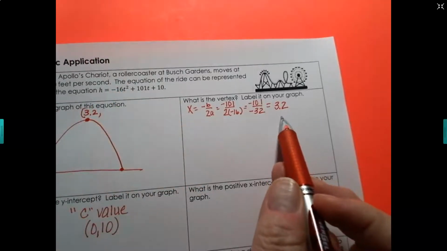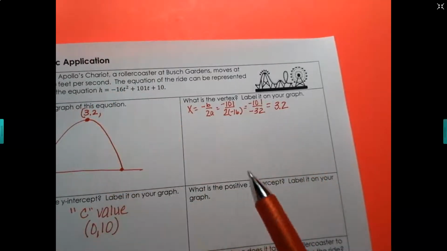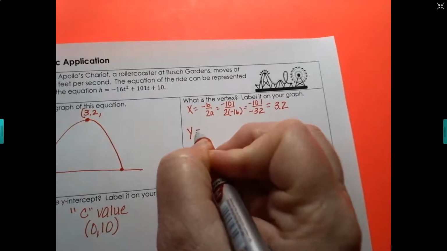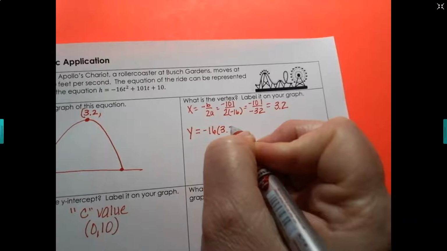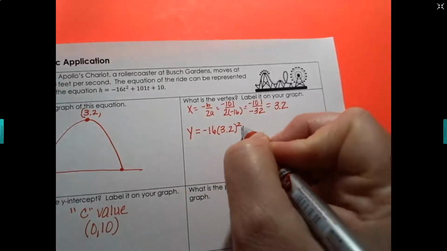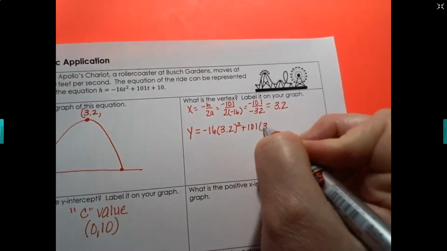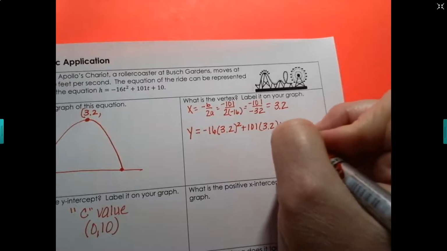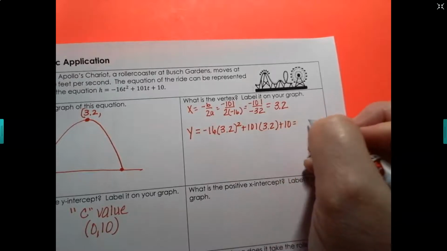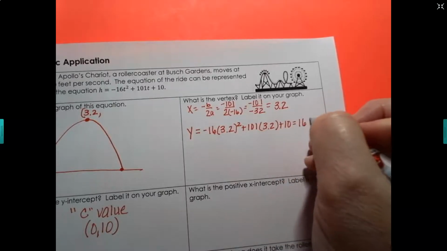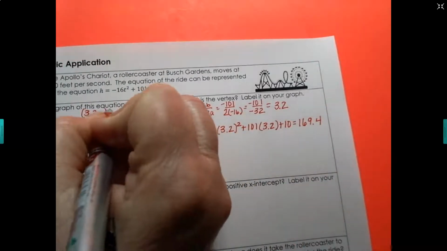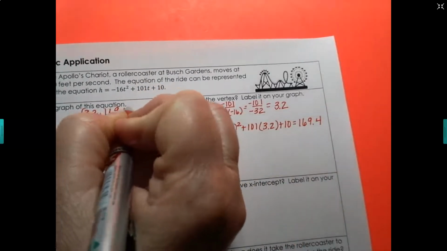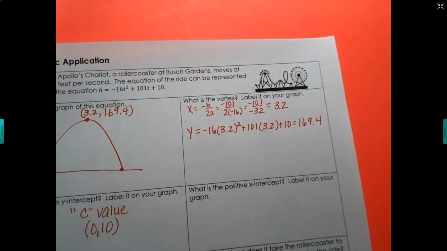We want to find the y value, so we're going to take this x value and plug it into the original equation. To find the y value, which is the height, you have negative 16 times 3.2 squared plus 101 times 3.2 plus 10, and I got 169.4. So that's the y value of the vertex, 169.4.